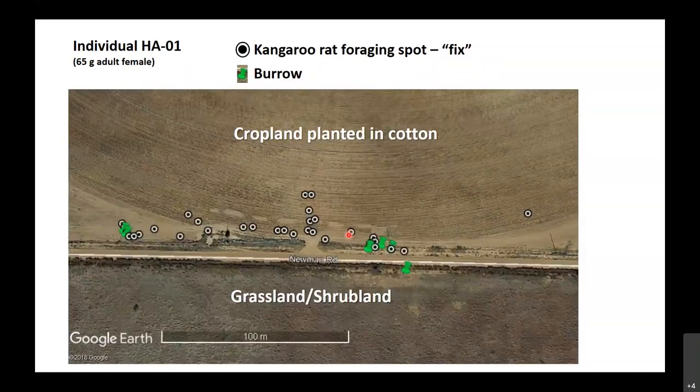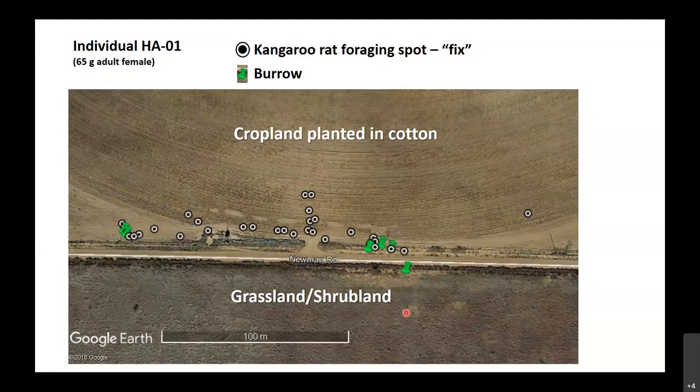Okay, so I'm gonna go through some relatively close-in aerial imagery from Google Earth of a few of the individuals, noting their burrow locations as well as the fixes, you know, again, spots where the kangaroo rats became stationary and appeared to be engaged in normal foraging behavior. The imagery, I believe, is from March of 2015. So, a few years before we actually conducted the study, but things don't change very quickly up there in that part of Texas. And so when we conducted the study in the summer of 2018, this was still cropland planted in cotton.